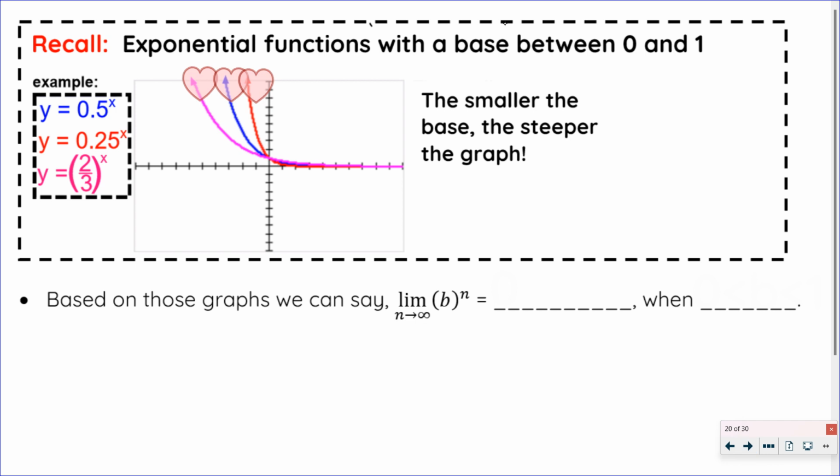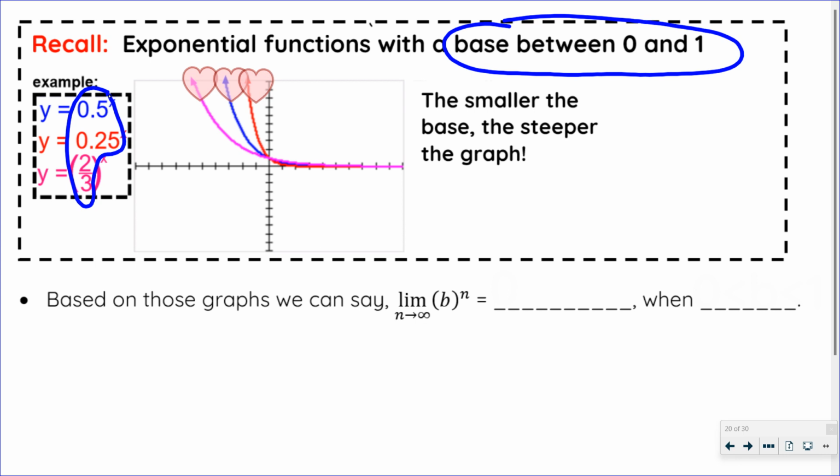Let's look at another type where we have the base between 0 and 1. You can see all of these exponential functions have bases between 0 and 1. Again, on my graph, I notice that these are all decreasing functions. In fact, the smaller the base, the steeper the graph. So as I make x, my exponent, bigger and bigger, as it approaches positive infinity, this entire function goes towards a y value of 0.